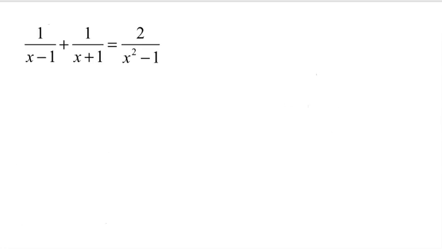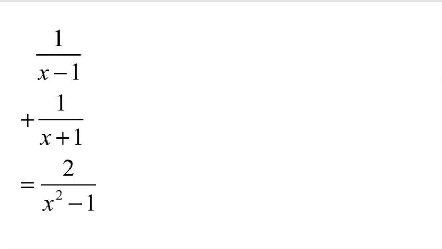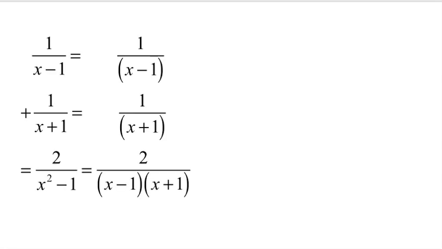Next up, we have 1 over x plus 1 plus 1 over x plus 1 equals 2 over x squared minus 1. I like to work vertically. Let's factor. x squared minus 1 is x minus 1, x plus 1. We want to build a common denominator. I see x minus 1's and I see x plus 1's. The most x minus 1's in any one place is 1. The most x plus 1's in any one place is 1. Therefore, my common denominator is going to be x minus 1, x plus 1.